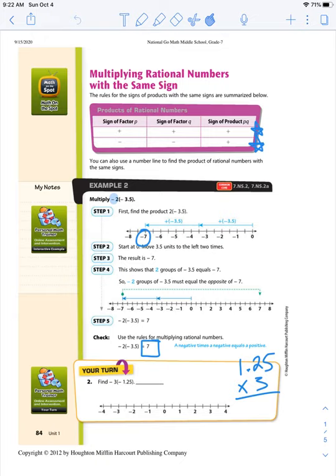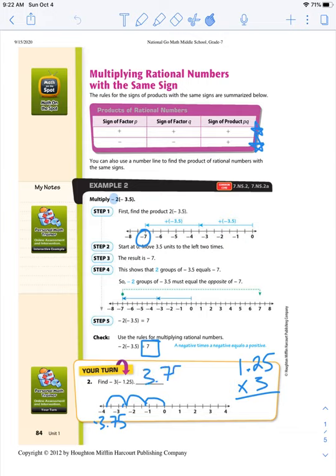If you're using the number line, you're going to go 3 groups of negative 1.25. So start at 0, first group's going to be about there, and then count 2.25 and then 1, second group's going to be at negative 2.5. And then count half, count another 1. Third group is going to be at negative 3.75. And then make sure that's a positive, so your final answer is 3.75.